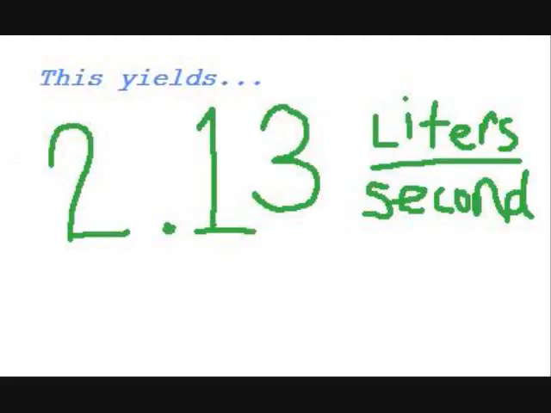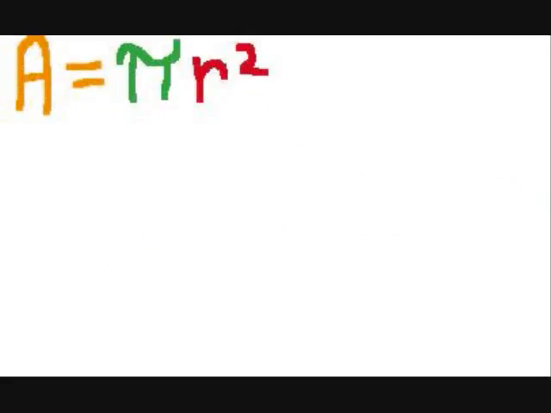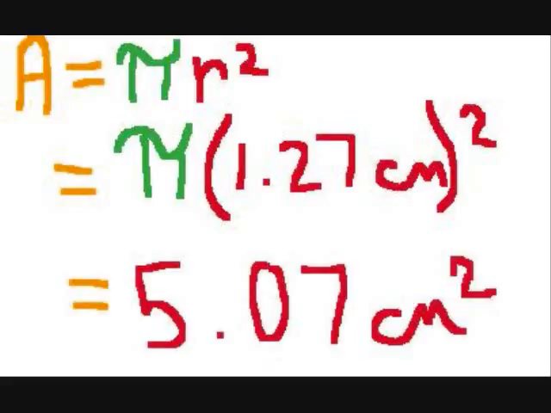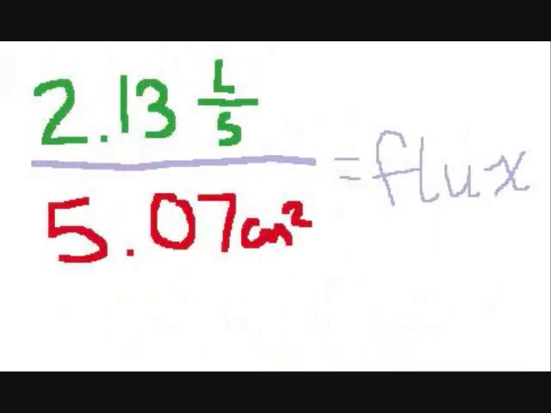What we need to know now is this: how much space is open for the water to travel through? This is a simple area problem. The diameter of the plug hole is 2.54 centimeters. So we plug our numbers into the equation for the area of the circle, or the hole at the bottom. 5.07 centimeters squared is the total area available for water to travel through.